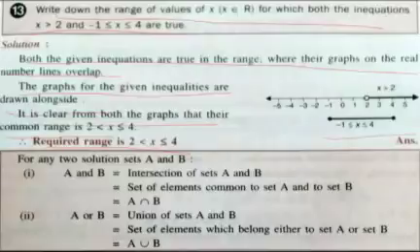This is for minus 1 is less than or equal to x is less than or equal to 4, and this is for x is greater than 2. So 2 will be a hollow circle and then the line further darkened. So for any two solution sets A and B, the intersection of sets A and B, this we have learned, right? Union of sets.